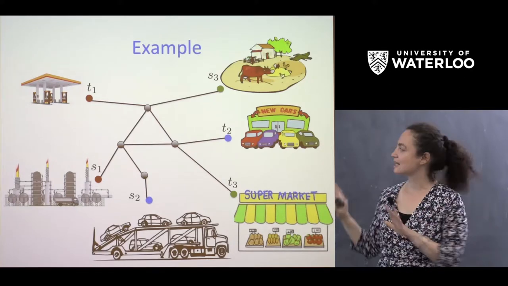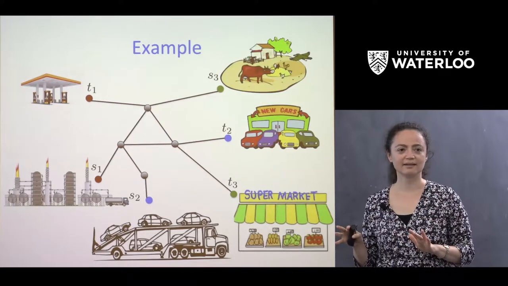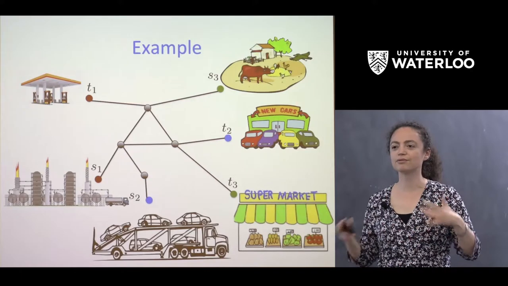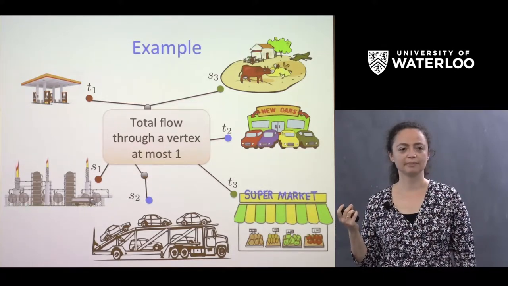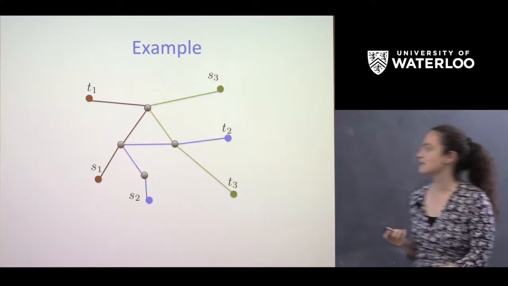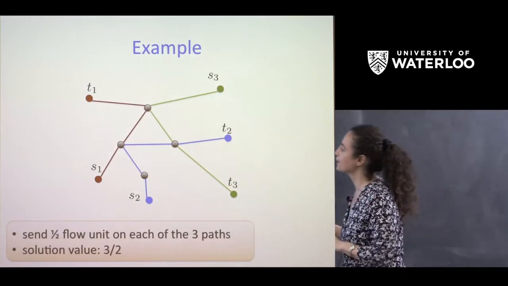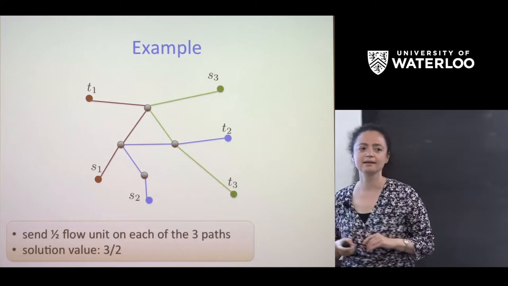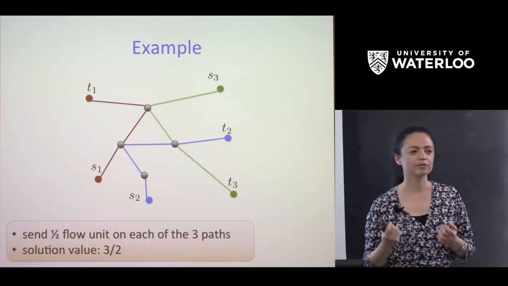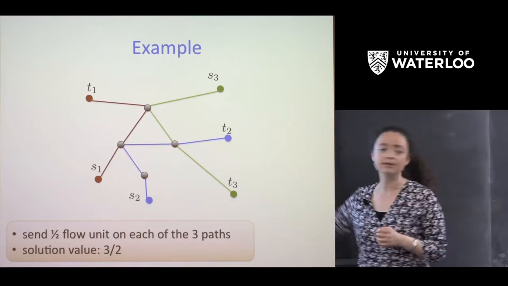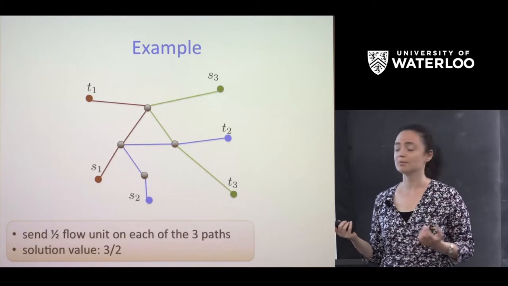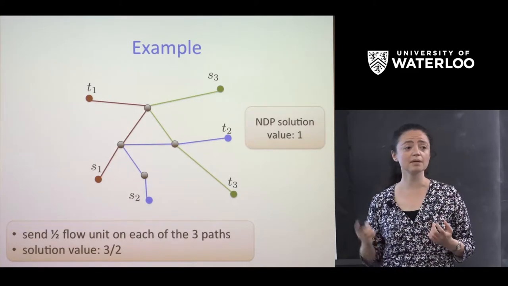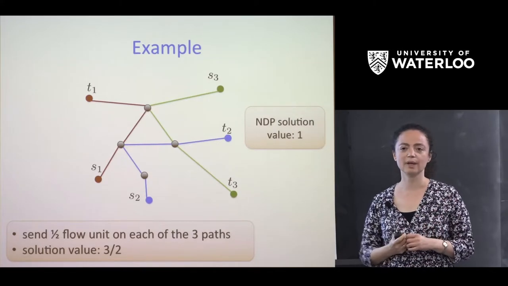So all of these flows have to live in your graph simultaneously. You want to maximize the total amount of flow you're sending. And the constraint is that the flow through a vertex is at most one. So for example, here I can send one half flow unit on each of the red, blue, and green paths. This is a good flow, at most one flow unit through a vertex, and this gives me a flow of value 3/2. But this is not the same as solving the disjoint path problem. If I tried to solve the disjoint path problem, I would have gotten a solution of value 1.